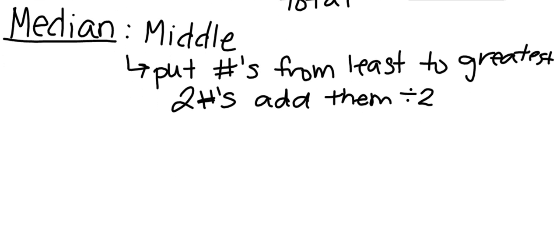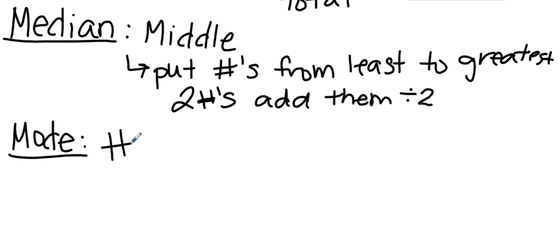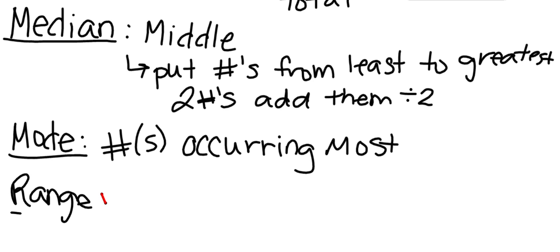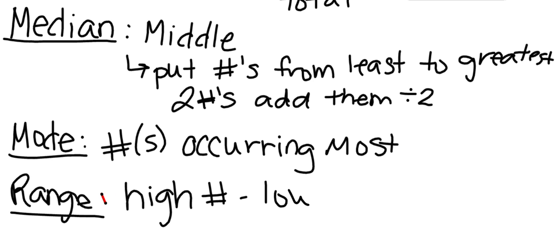Then I have my mode, which is number or numbers occurring most. You can have more than one mode. And then, of course, we have range, which is your highest number minus your lowest number.